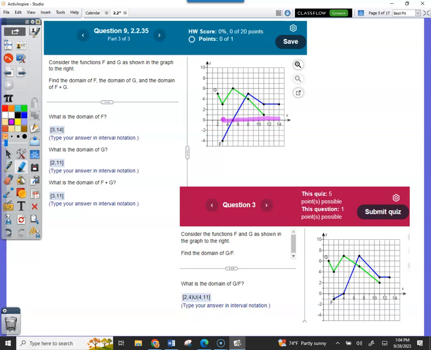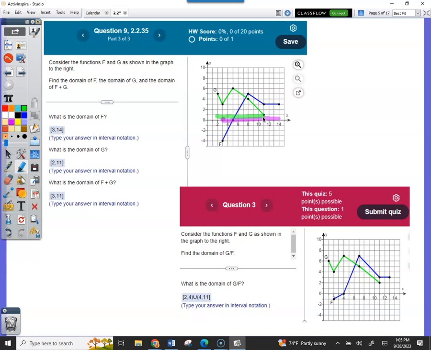G starts at 2 to, what is it, 11. See that? So it'd be bracket 2 to bracket 11. All right, what if I add them? You're not actually adding anything in your head. What it means is now I need you to take the restriction on F, take the restriction on G, and tell me what they have in common.